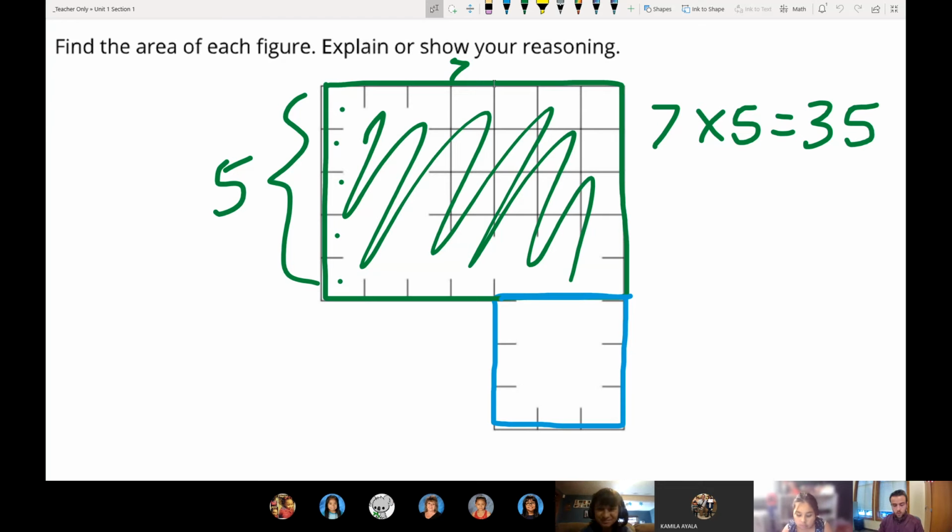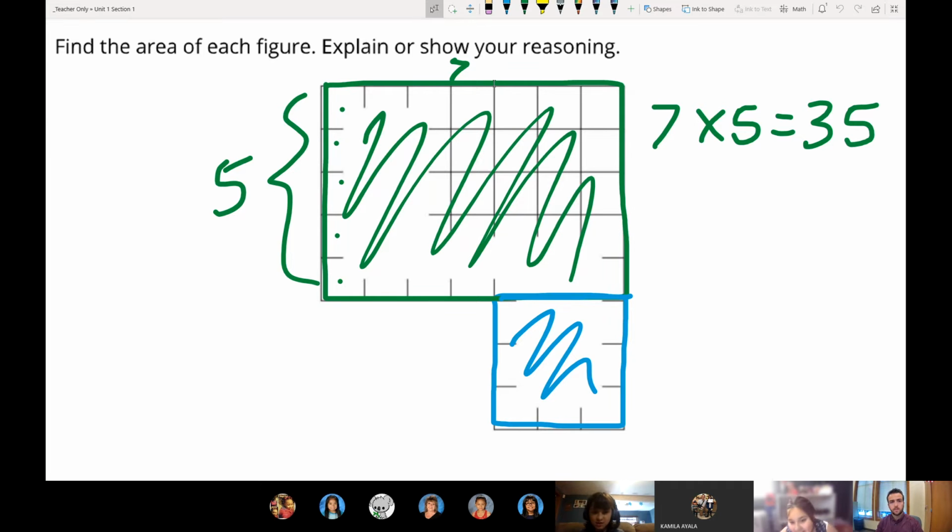Then we have this little square on the bottom here that we haven't accounted for yet. We cut it off. We found the area of the green Pop-Tart. Now we need to find the area of the blue little square Pop-Tart at the bottom there. So Adelina, I'm going to let you take it away. How do I find the area of the blue rectangle or square in this case?